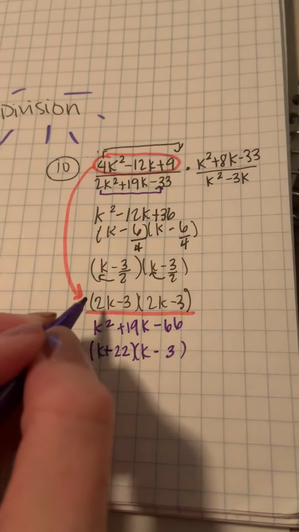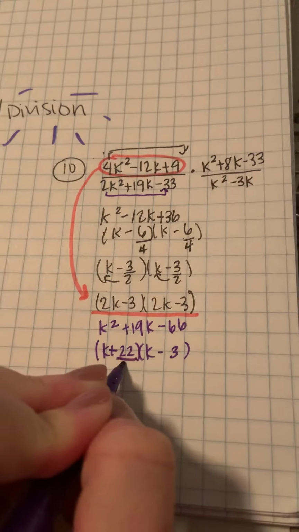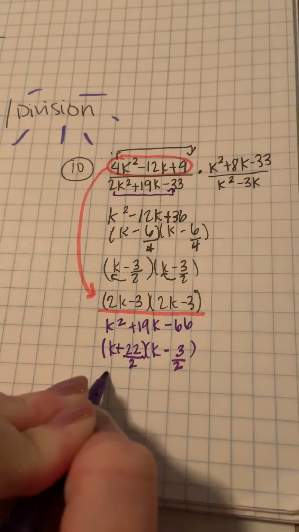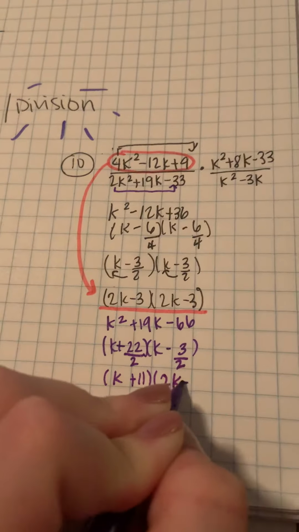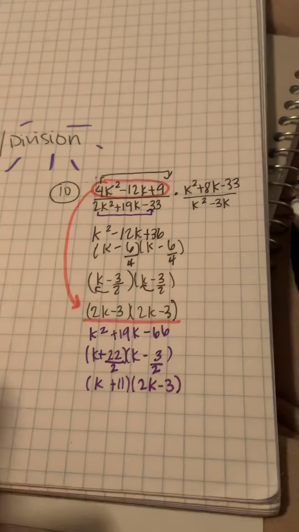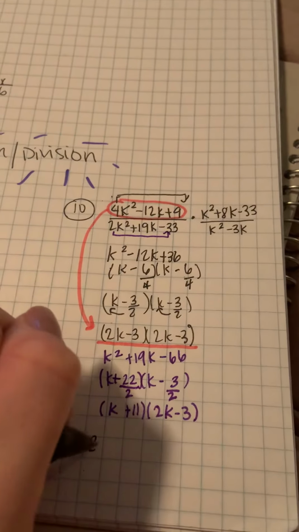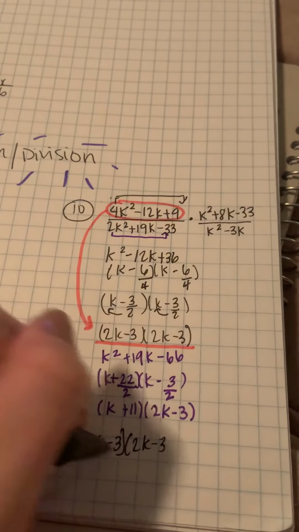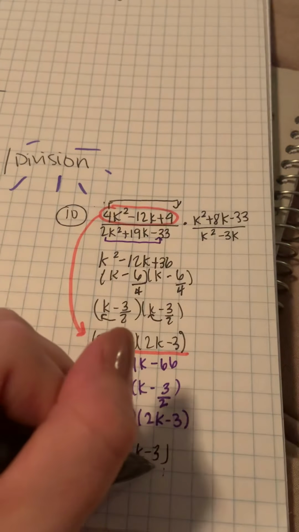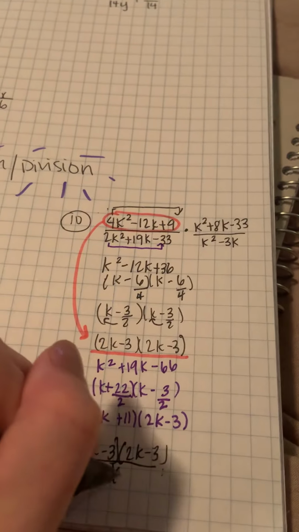All right, but I'm not done because if I slid that 2 to the right, I have to remember to divide by 2 here. And that's going to give me k plus 11 and 2k minus 3 on the denominator. All right, so I'm going to go ahead and rewrite this just as one fraction to keep it simple. So I now have 2k minus 3, 2k minus 3, put these around that, over k plus 11 and 2k minus 3.